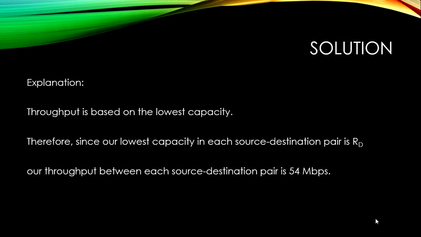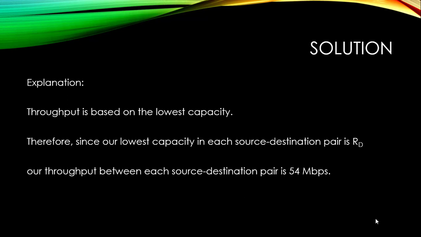What does this all mean? Well, throughput is based on the lowest capacity in a network. Therefore, since our lowest capacity in each source destination pair is RD, or that destination capacity link, we know that the throughput between each source destination pair will be 54 megabits per second.